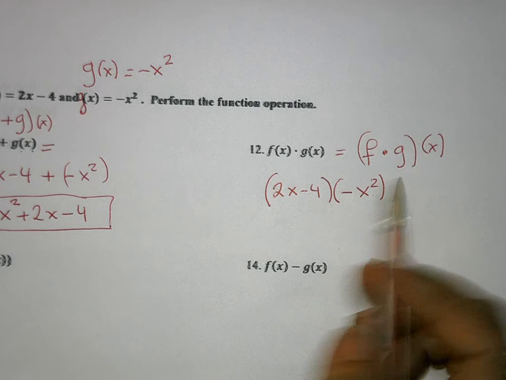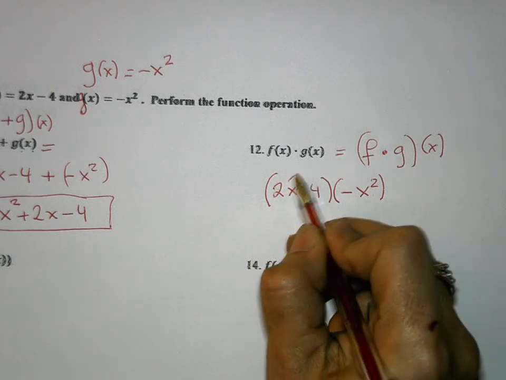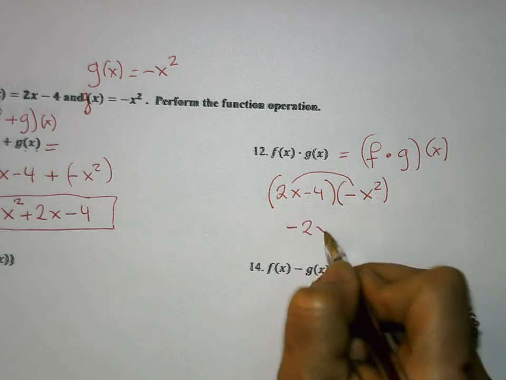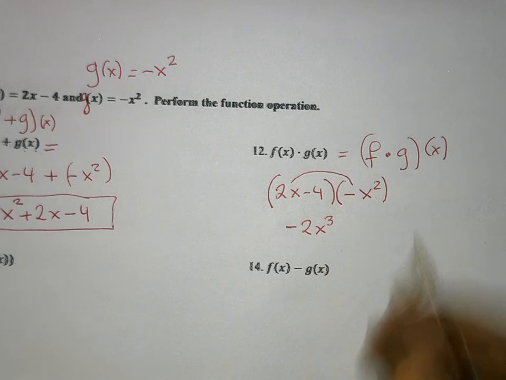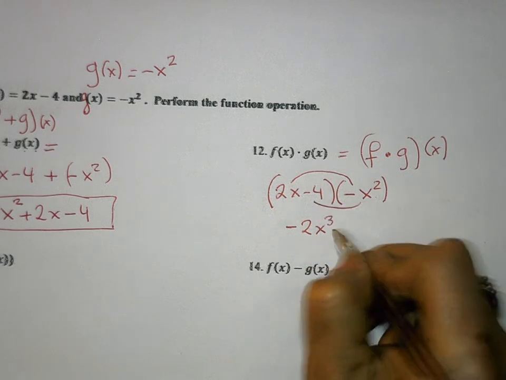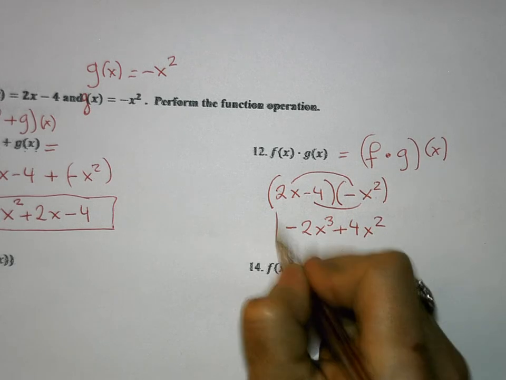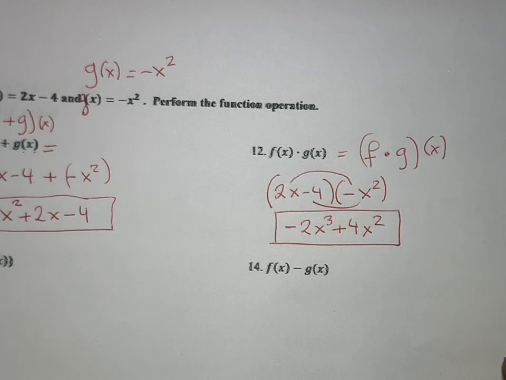I told you in my notes that most of the time you're going to do some sort of a little foiling: first term times the first term and so forth. So I'm going to do 2x times the negative x squared. I'm going to get negative 2x, x times x squared is x cubed. And then I'm going to do the negative 4 times the negative x squared. I'm going to get a positive 4x squared. So there we go. There's my multiplication of the function f of x times the function g of x.